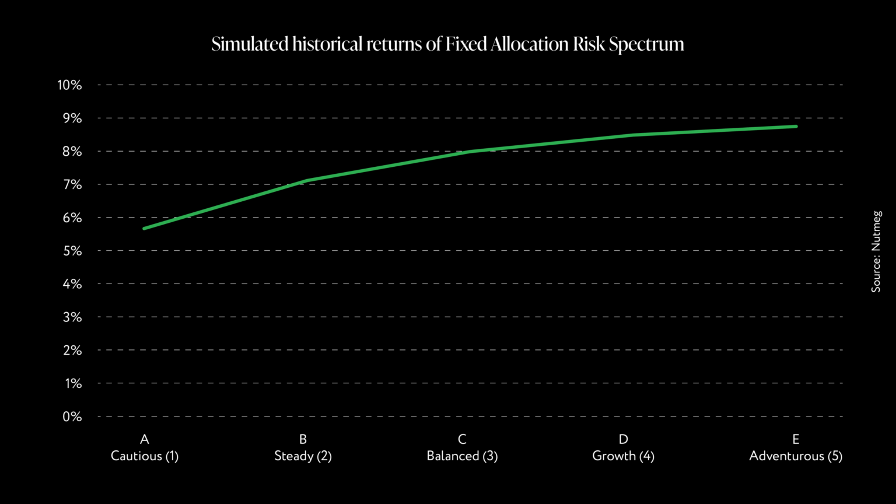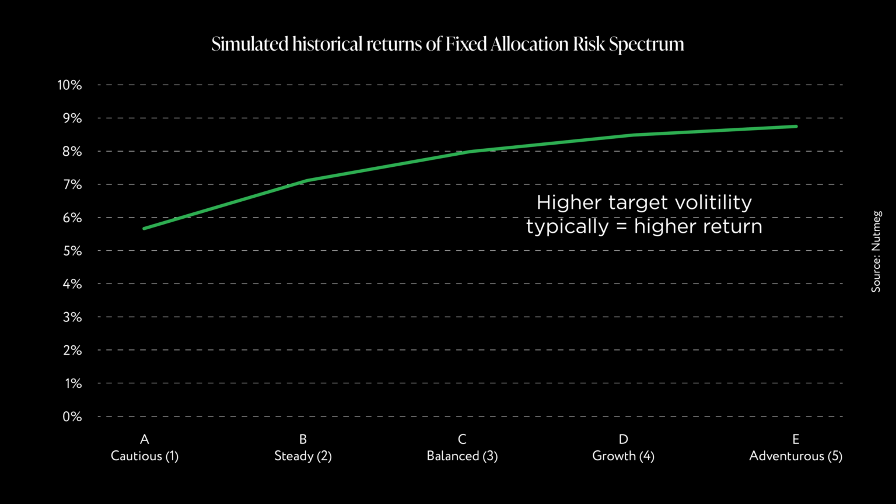If, instead of investing in a single asset according to its expected volatility, we invest in a multi-asset portfolio, the long-term returns will be diversified not only by time, but also through asset diversification. The next chart shows the simulated returns since 1990 of Nutmeg's fixed allocation multi-asset portfolios across 5 risk levels. A is the lower risk and E is the higher risk. The line is upward sloping, as we'd expect. The higher your target volatility, the higher the return you should expect in the long run.